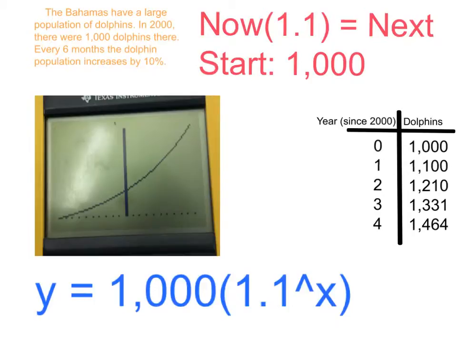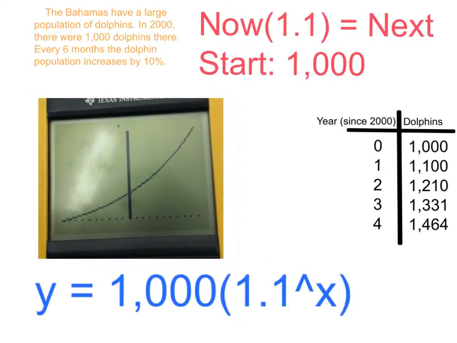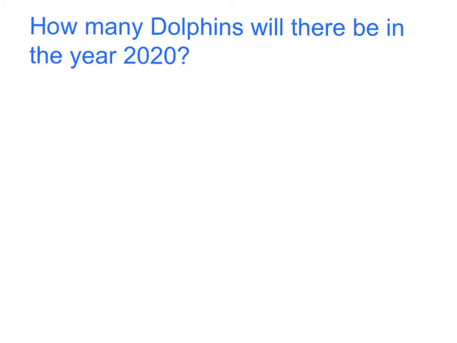And you can see our graph right there that shows the incline. And we have our next equation, now times 1.1 equals next, starting at 1,000, and then we have our table of values right there. Okay. How many dolphins will there be in the year 2020?